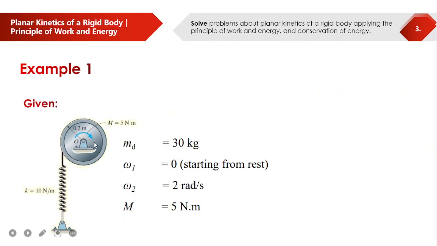Okay, ito yung mga given natin sa problem na to. We have your figure. You have your k is equal to 10 newton per meter sa spring mo. Okay, the couple moment is equal to 5 newton meter. You have the radius of the disc, 0.2 meters, and the mass of the disc is 30 kilograms. Our initial angular velocity of the disc is 0 kasi nga starting from rest. And kailangan natin i-consider yung final angular velocity niya is 2 rad per second. And our moment, again, is 5 newton meter.